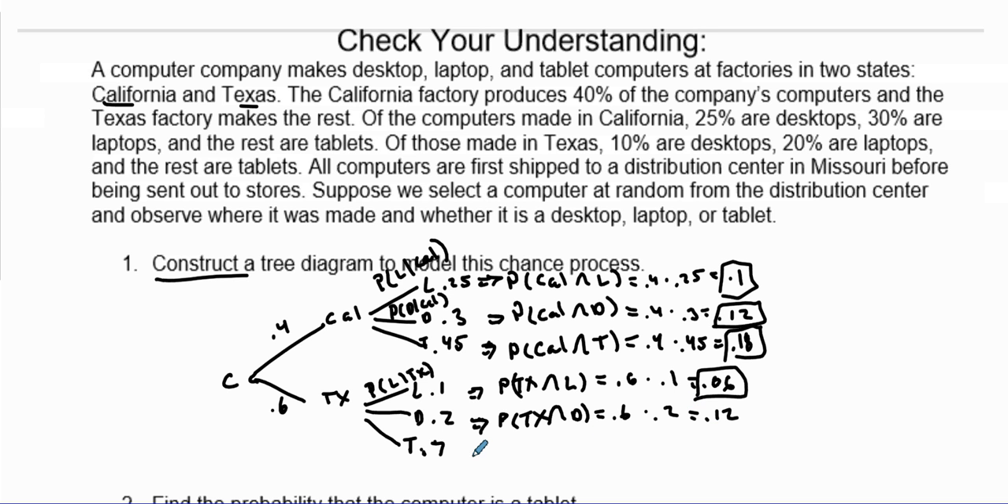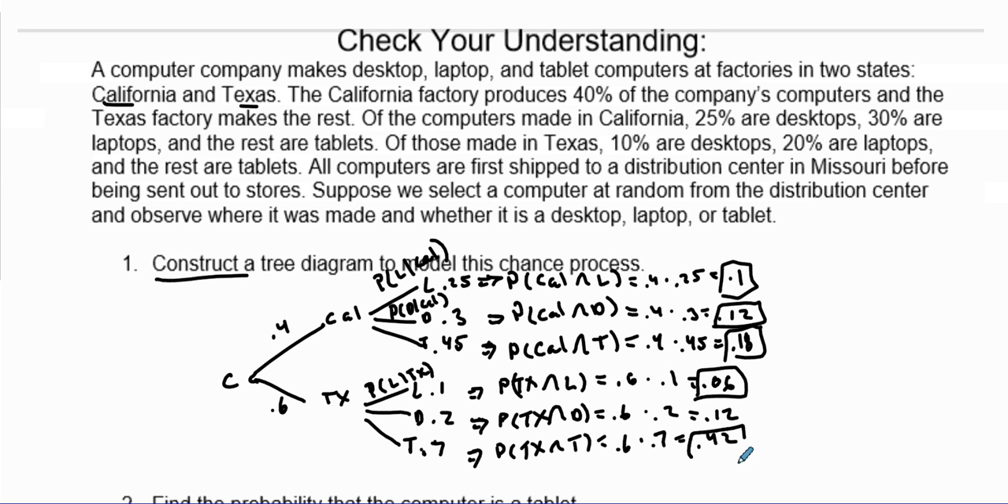And then finally, Texas and a computer that's a tablet. It's going to be 0.6 times 0.7, and what we have is 0.42.